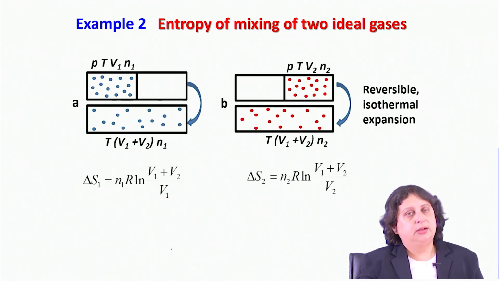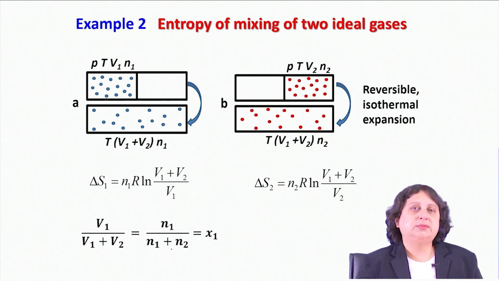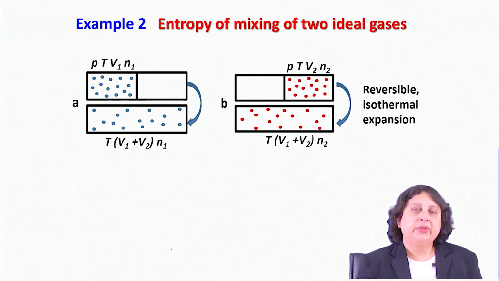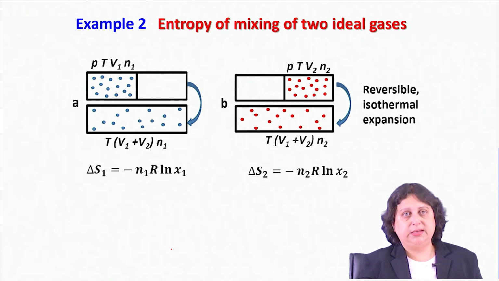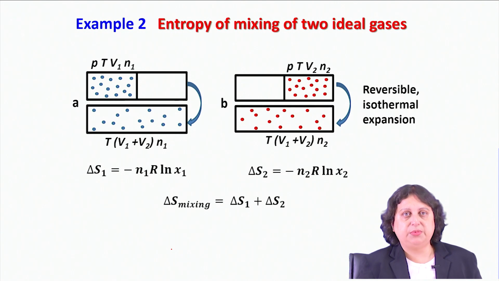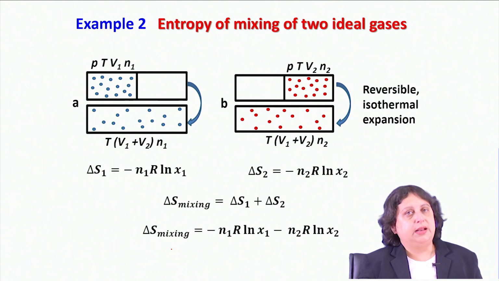Now it is actually easier if we just note down that these are ideal gases, and I can play around with a simpler form of the ratio of the initial volume and the final volume, and I can write them in terms of the mole fractions of the two components. If I do that, what I will find is delta S1 is related to X1, that is the mole fraction of the blue gas, gas 1, in the mixture, and delta S2 is a function of X2, that is the mole fraction of the red gas labeled as gas 2. So delta S mixing is now given in terms of N1 R ln X1 and N2 R ln X2.